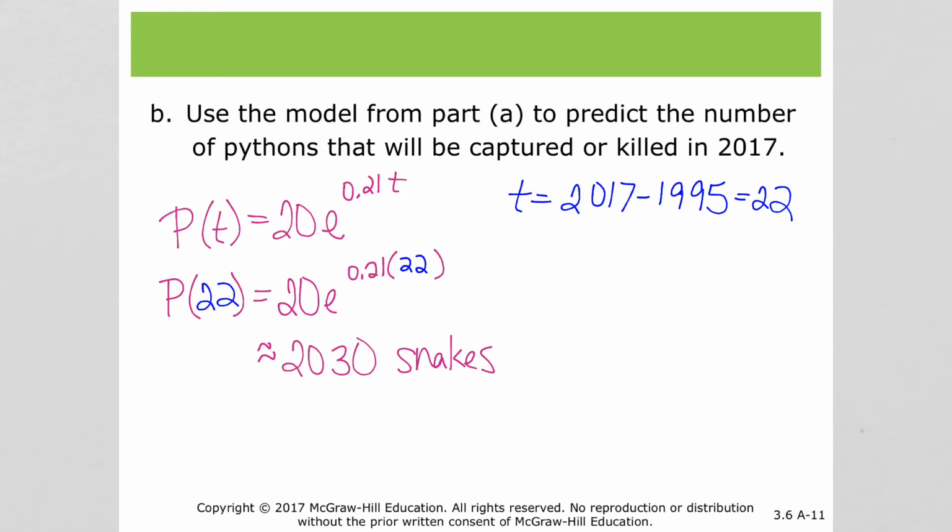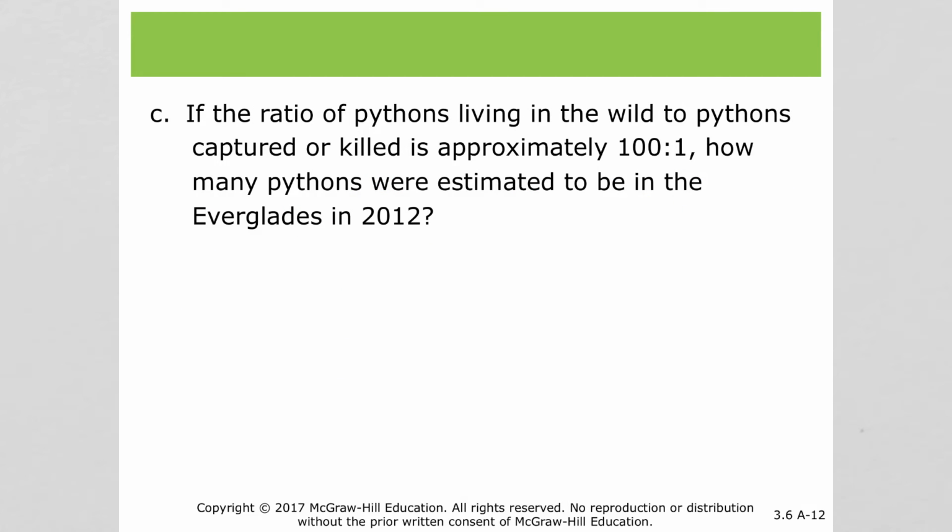Granted, this book was written before 2017. So, that's a lot of snakes. But those are only the ones that are getting captured or killed, not all of them. So, how many are there total living in the Florida Everglades if over 2,000 are getting captured and killed? Well, that's what Part C is going to talk about.